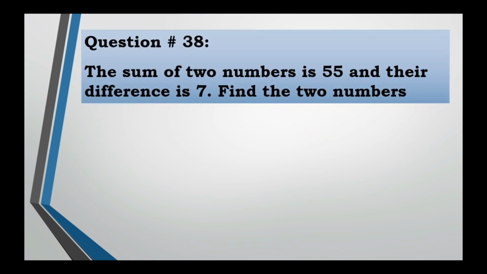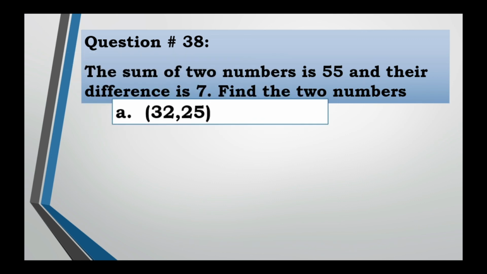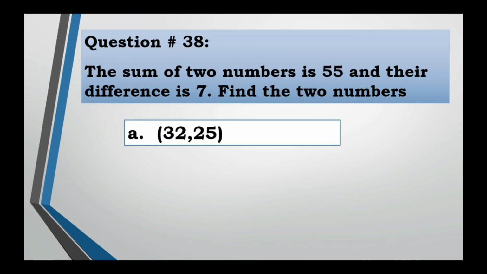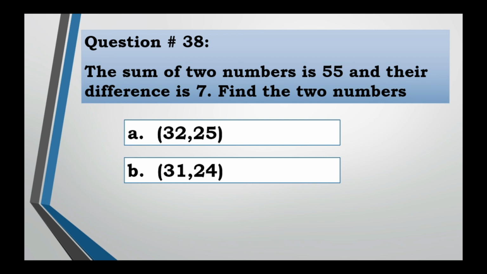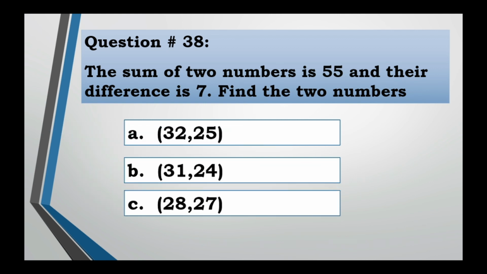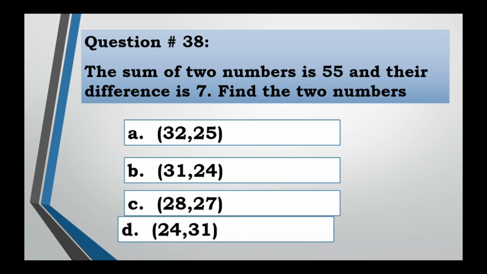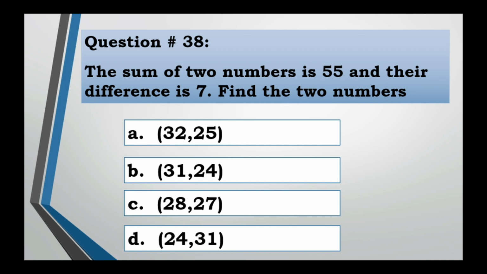Question number 38. The sum of two numbers is 55 and their difference is 7. Find the two numbers. Letter A, 32 and 25. Letter B, 31 and 24. Letter C, 28 and 27. Letter D, 24 and 31.